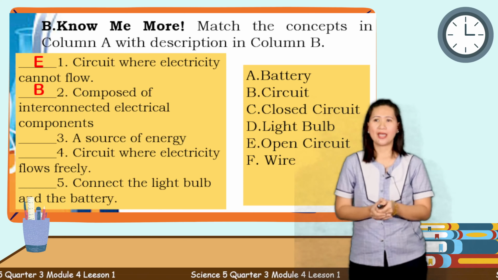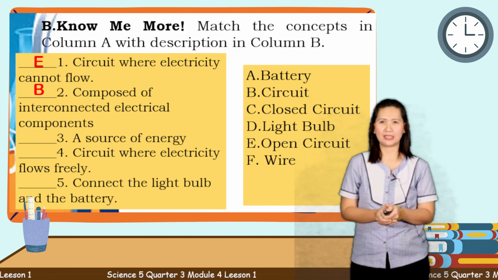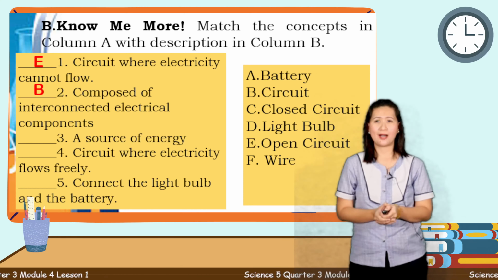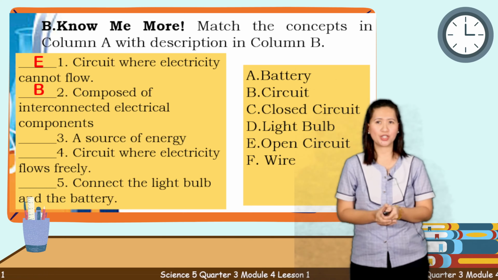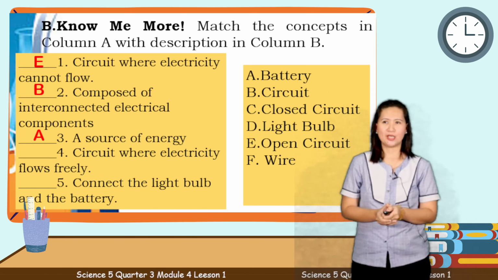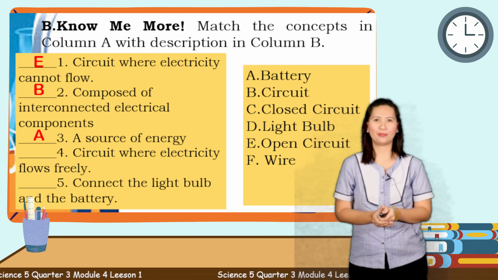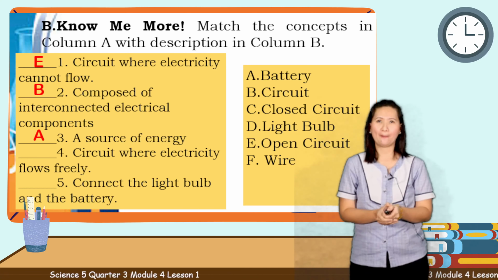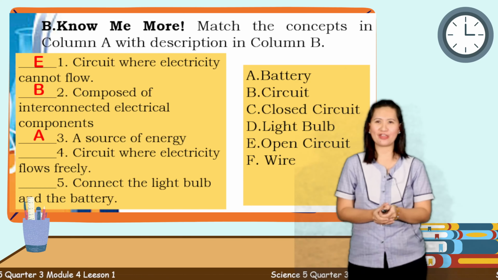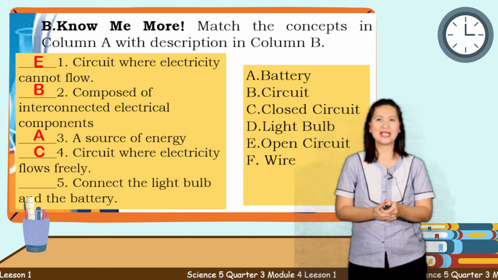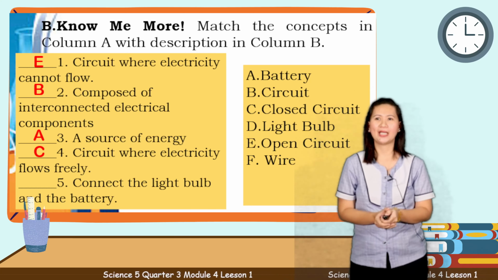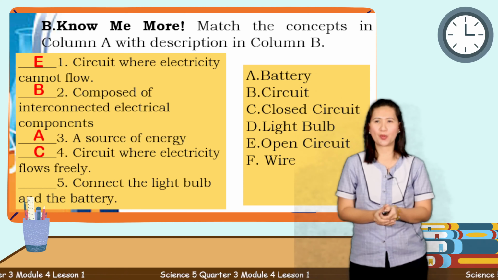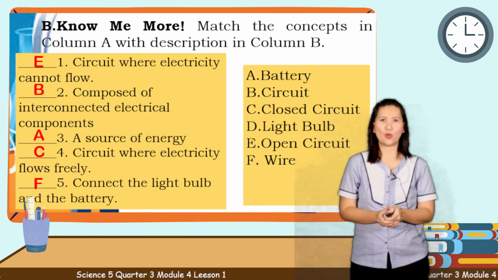Number 3, it is a source of energy. So, what did we use in our experiment as a source of energy? We used battery. So, it is letter A. Number 4, circuit where electricity flows freely, because there is a complete path of electricity. That is letter C, closed circuit. And number 5, connects the light bulb and the battery. What do you call that? It is letter F, wire.